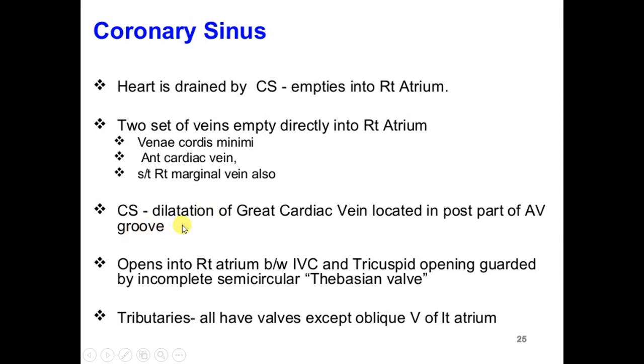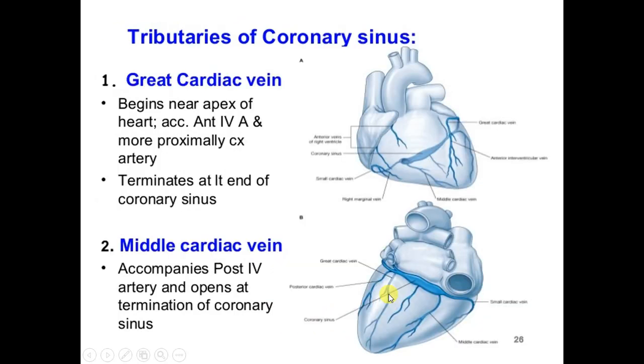The coronary sinus is a dilatation of the great cardiac vein located in the posterior part of the atrioventricular groove. So it's actually the continuation of the great cardiac vein. The coronary sinus opens into the right atrium between the inferior vena cava and the tricuspid opening, guarded by the incomplete semicircular Thebesian valve. The tributaries are all except the vein of the left atrium.